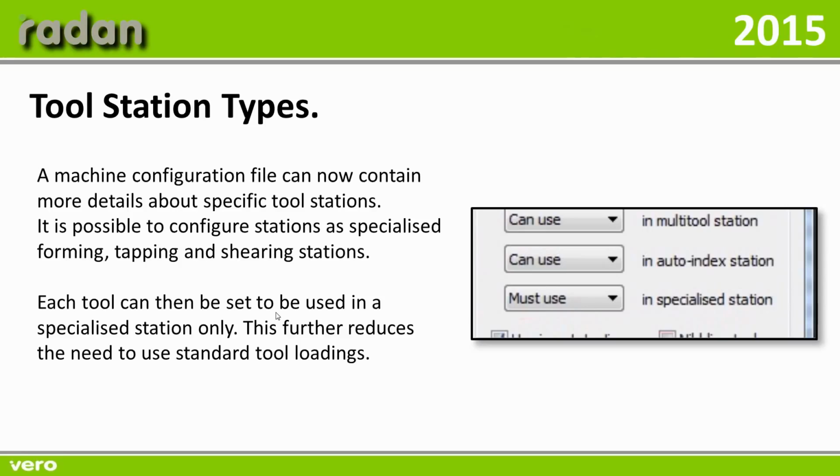So you can see here that I've got a specialized station, and then I've got the option to say must use. So a particular forming or tapping tool will be only placed in the specialized station.